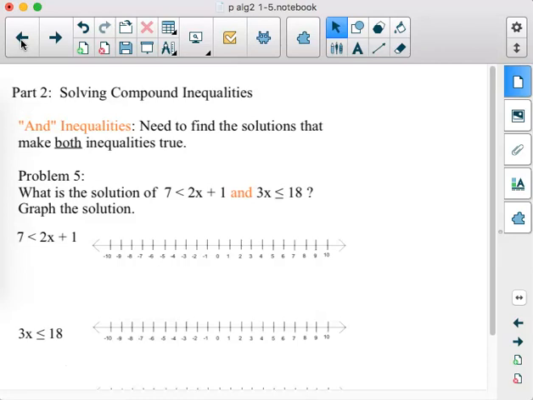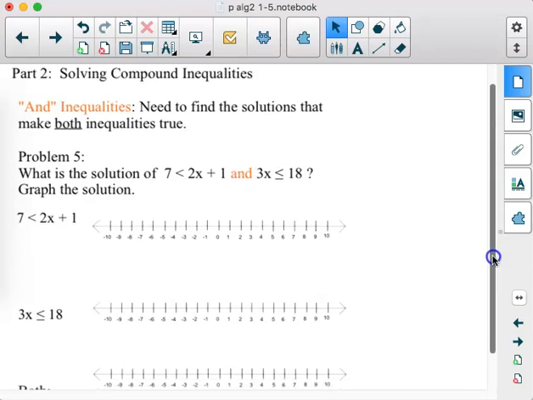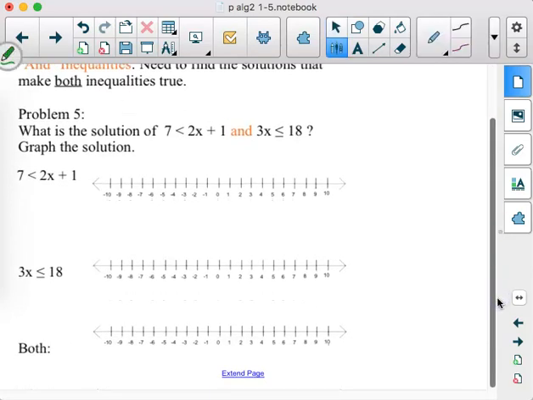So problem 5 says, what is the solution of 7 is less than 2x plus 1 and 3x is less than or equal to 18? And I would say, well, I don't know. They're not solved. So we have to solve them first. And we know we solve these just like we solve equations, except if we multiply or divide by a negative, we have to remember to flip the sign.